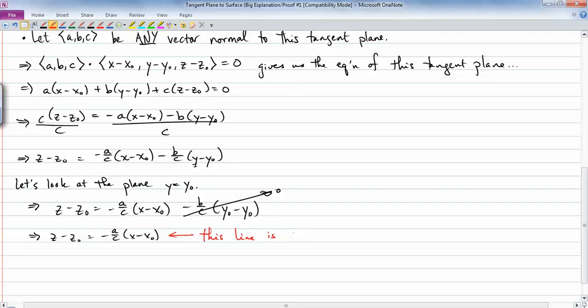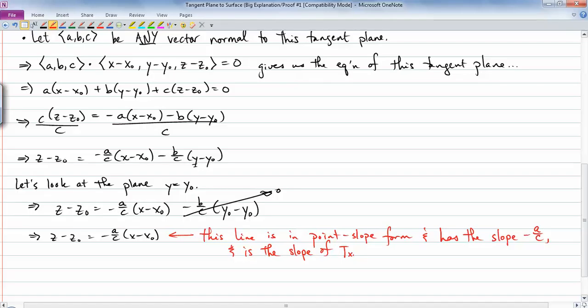Right? So notice here, this line is in point slope form, and has the slope negative a over c, and is the slope of t sub x.